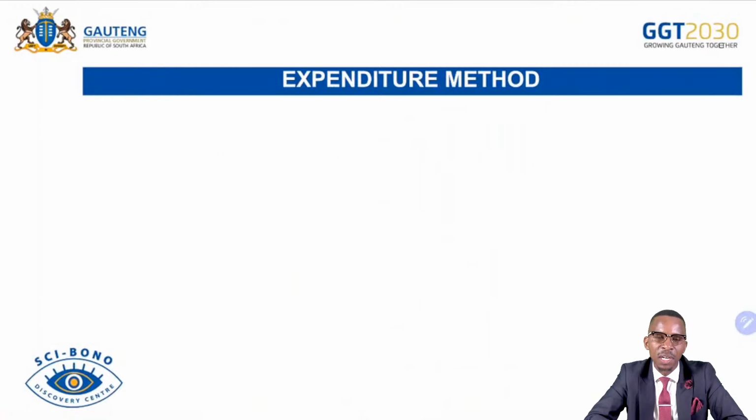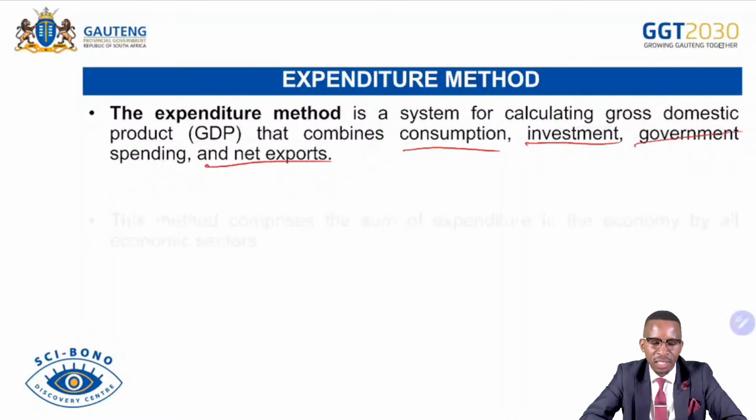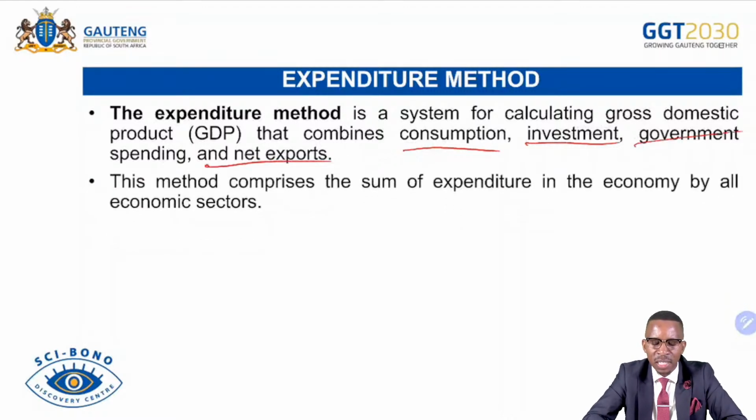Then let's check the expenditure method. The expenditure method is a system of calculating the gross domestic product, GDP, that combines consumption spending by the household, investment spending by businesses, government spending, as well as the net export by the foreign sector. This method comprises the sum of expenditure in the economy by all economic sectors.